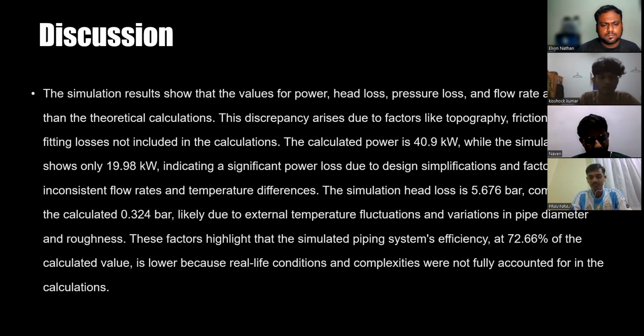The simulation head loss is 5.676 bar compared to the calculated 0.324 bar, likely due to external temperature fluctuations and variations in pipe diameter and roughness. These factors highlight that the simulated piping system's efficiency, at 72.66% of the calculated value, is lower because real-life conditions and complexities were not fully accounted for in the calculations.